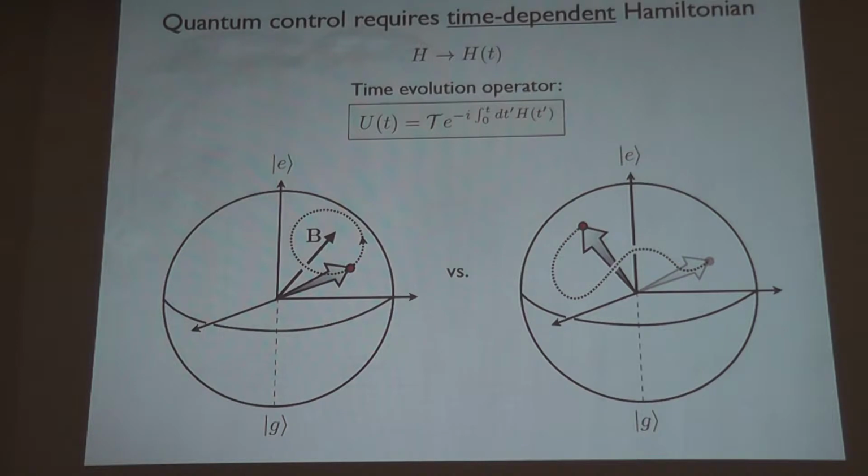One object that plays a key role in all of this is the time evolution operator, which is just the time-ordered exponential of the integral of the Hamiltonian. Normally it's just the exponential of H if H doesn't depend on time. If it depends on time, you need a time ordering.